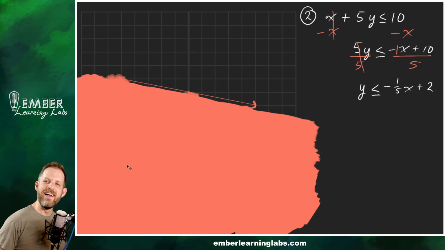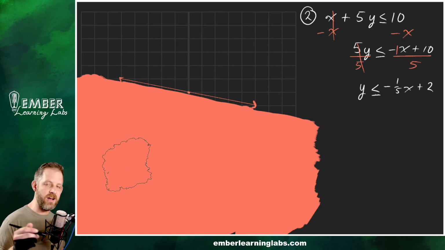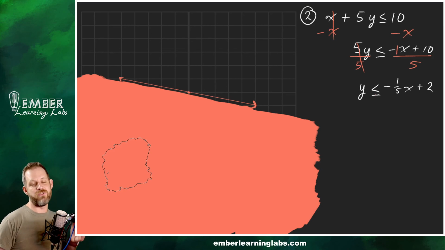We're shading below the line because it's less than. We're doing a solid line because it's equal to. Other than that, we're just graphing lines.